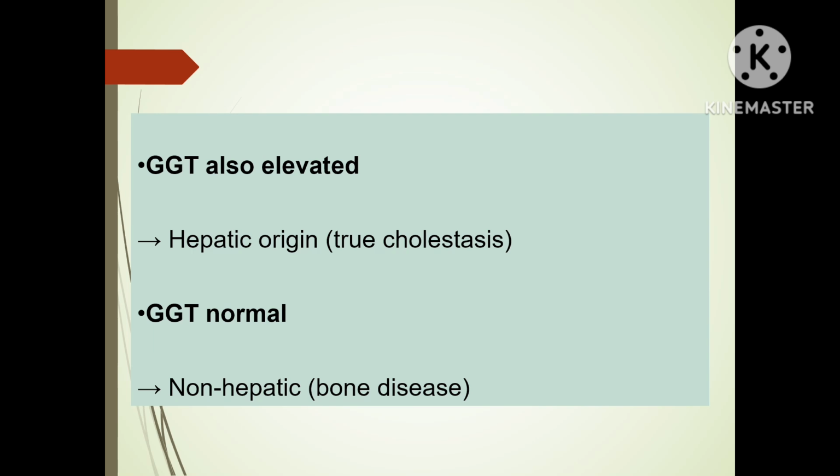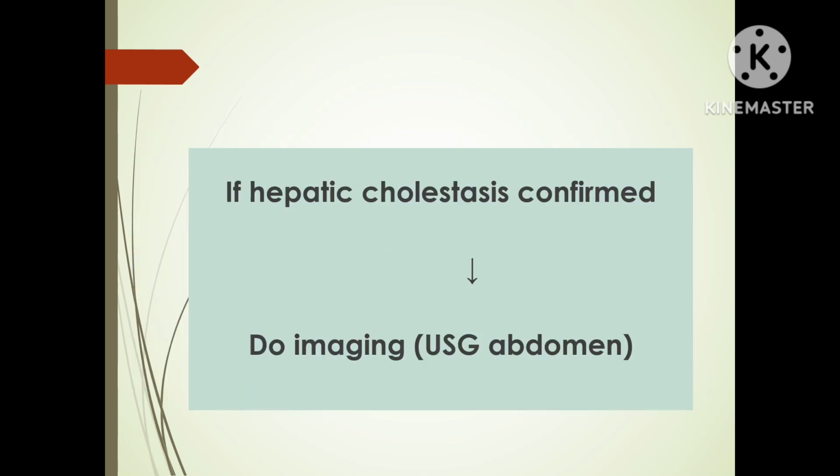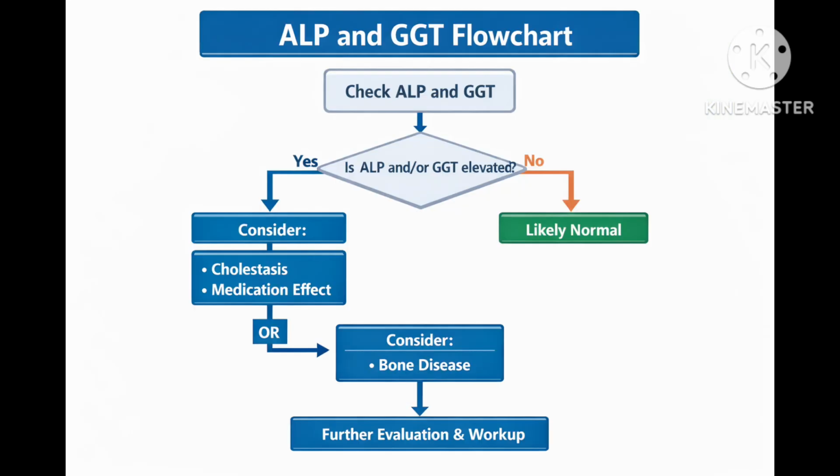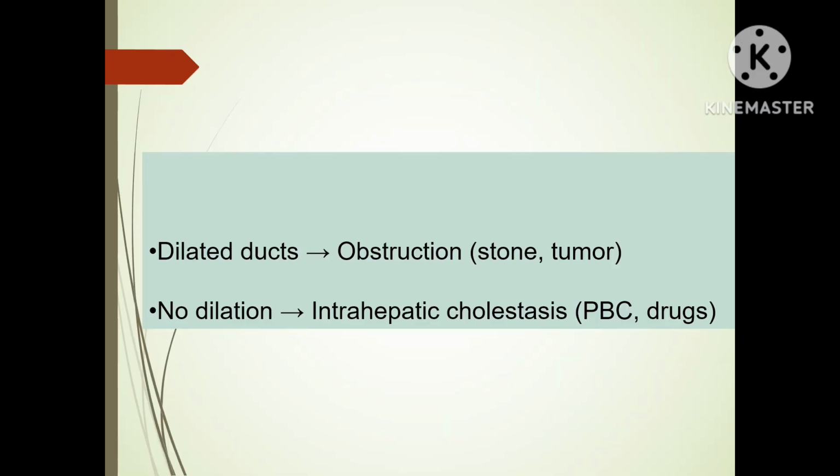If GGT is also elevated, it confirms the hepatic origin of the alkaline phosphatase rise. That means the cholestasis is due to a liver or bile duct problem. If GGT is normal, ALP is likely from non-hepatic sources, most commonly bone diseases like fractures, osteomalacia, or Paget's disease. Once the hepatic cholestasis is confirmed, the next step should be imaging. Usually an ultrasound is done to look for the site of the obstruction.